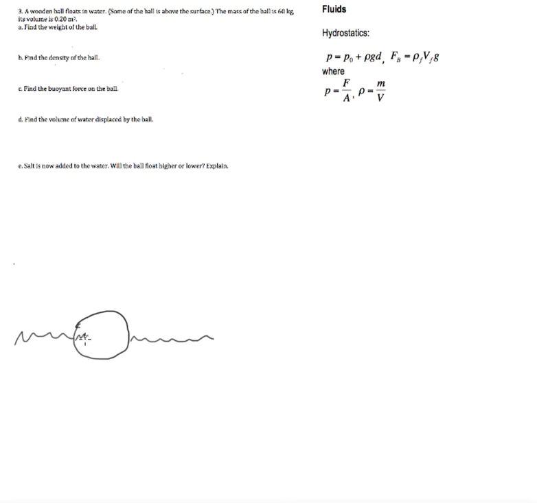And its mass is 60 kilograms. And its volume, 0.2 meters cubed. So we want to know all about it, and let's start with its weight.